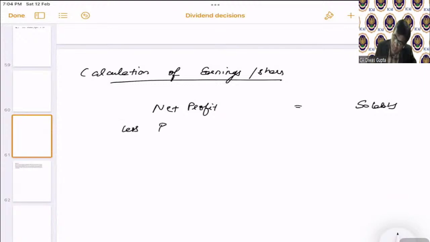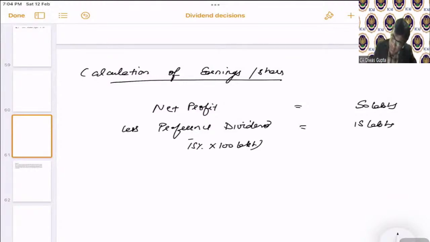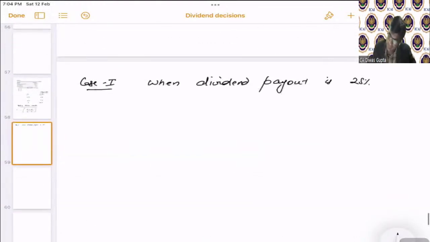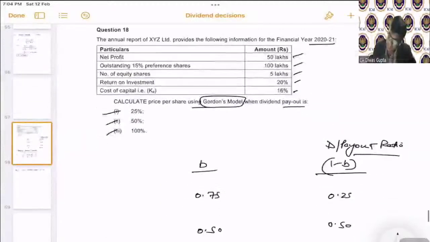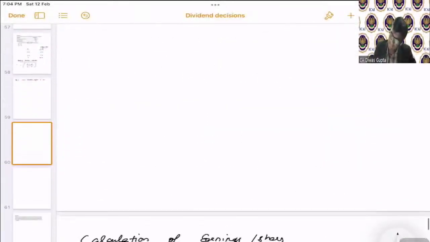less preference dividend. So preference dividend is how much? Again, 15 lakhs, right? So 15% multiplied by 100 lakhs. I hope these are the numbers. Yes.